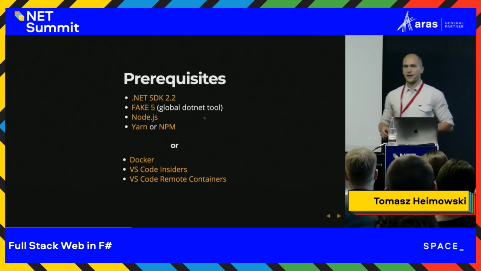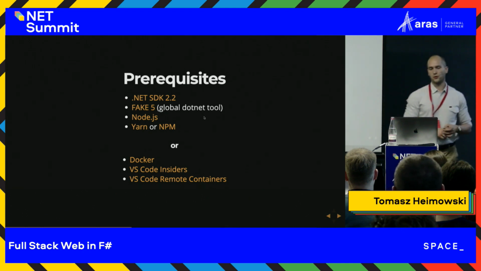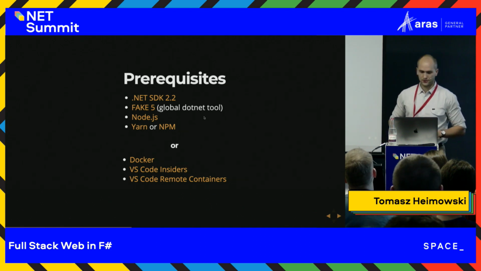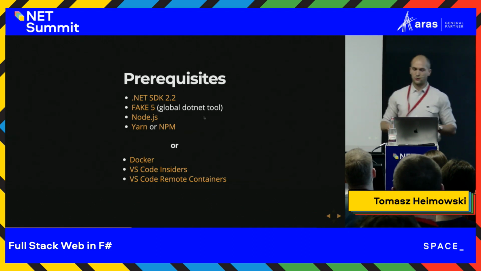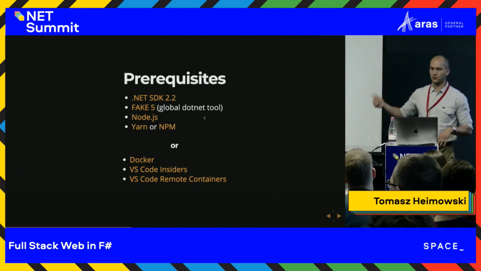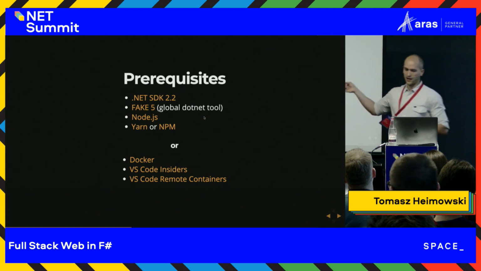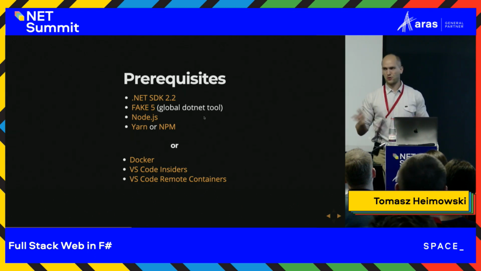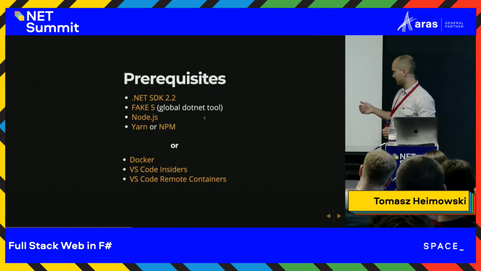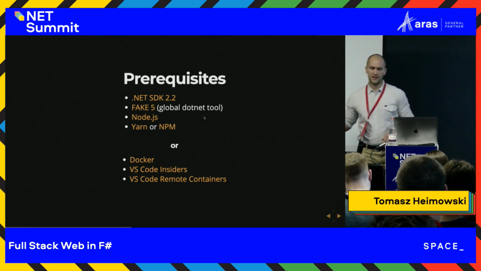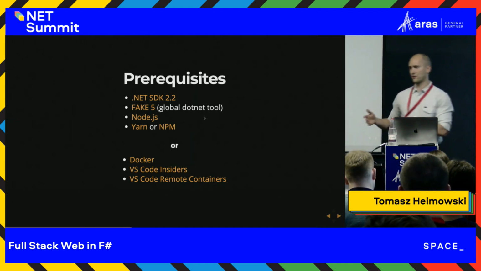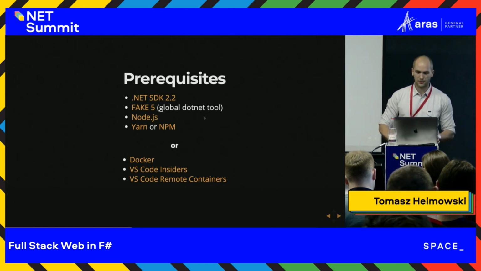And to start developing SafeStack applications, you need to have .NET SDK 2.2 installed, which I believe comes with the newest Visual Studio. So that's good. Additionally, you need a global .NET tool called Fake in version 5. And for the front-end stuff, you'll need to have Node.js installed and a package manager. Yarn or NPM will do that. But if you're more into Docker side of things, you can install the nightly build version of Visual Studio Code, which is called Insiders, and they have an extension called Remote Containers, which allows you to develop fully in an isolated container, which is pretty cool as well.